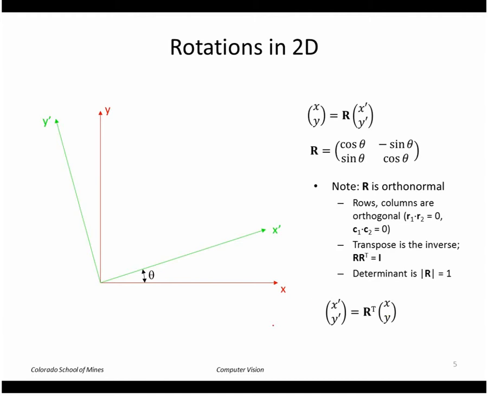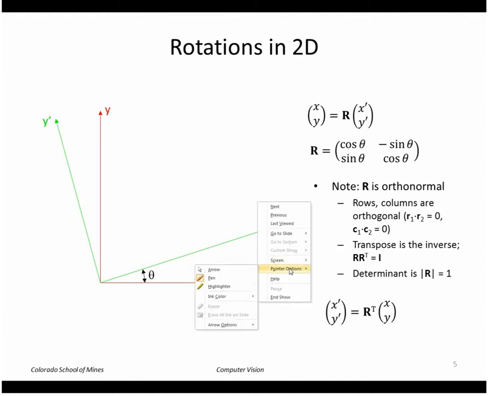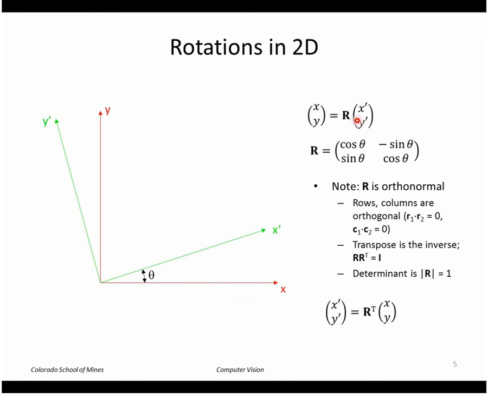Okay, we can also look at some properties of the rotation matrix. R is an orthonormal matrix, meaning that the columns are orthogonal. So the dot product of any pair of columns is zero. Same thing for the rows. Also, the length of the columns is equal to one, and the length of rows is equal to one. For this kind of matrix, the inverse of the matrix is equal to the transpose. So R times R transpose is equal to the identity matrix. Also, the determinant of the matrix is equal to 1.